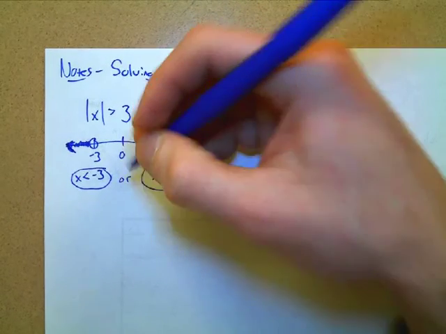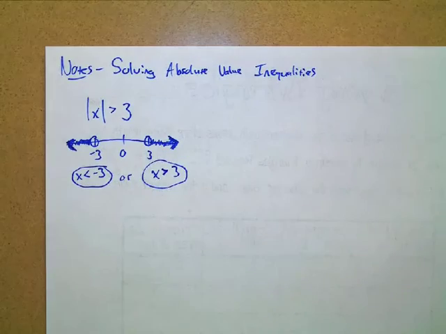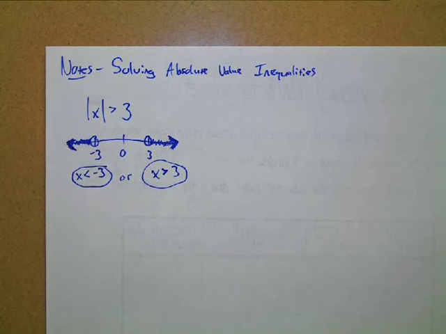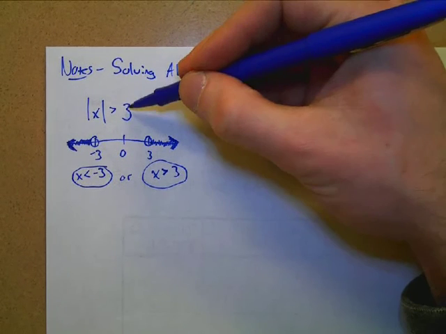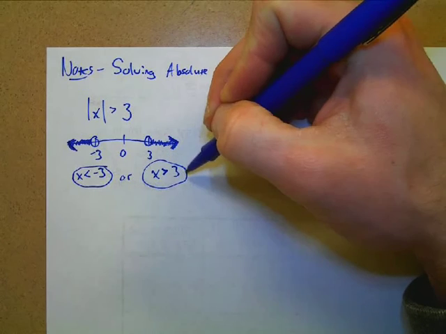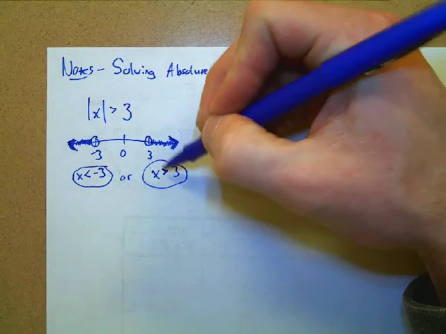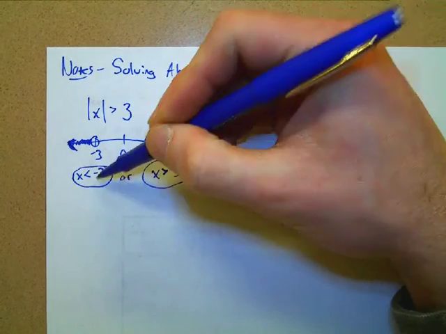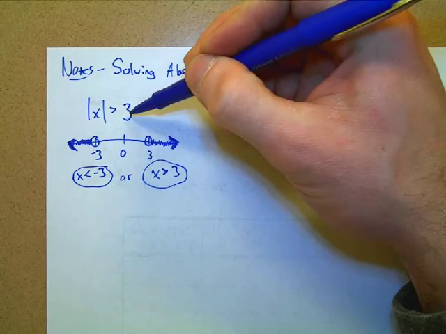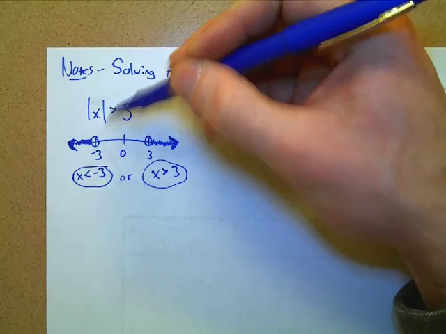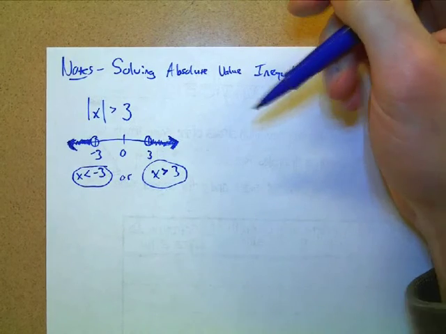So that's how we're going to solve these absolute value inequalities. One will stay the exact same sign, same direction of the inequality symbol. The other one will be the opposite. Positive 3 becomes a negative 3, the greater than becomes a less than. Okay? And that's how we're going to solve these inequalities.